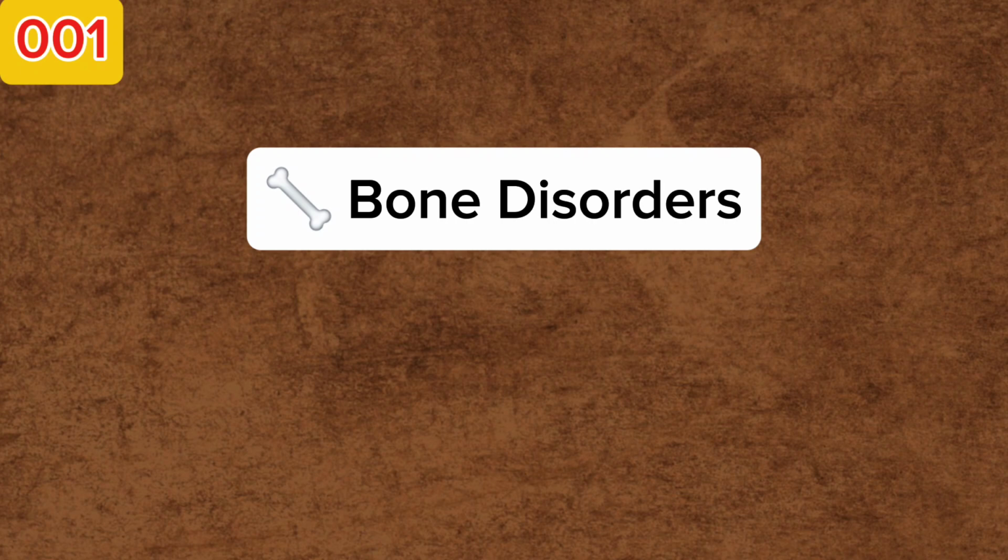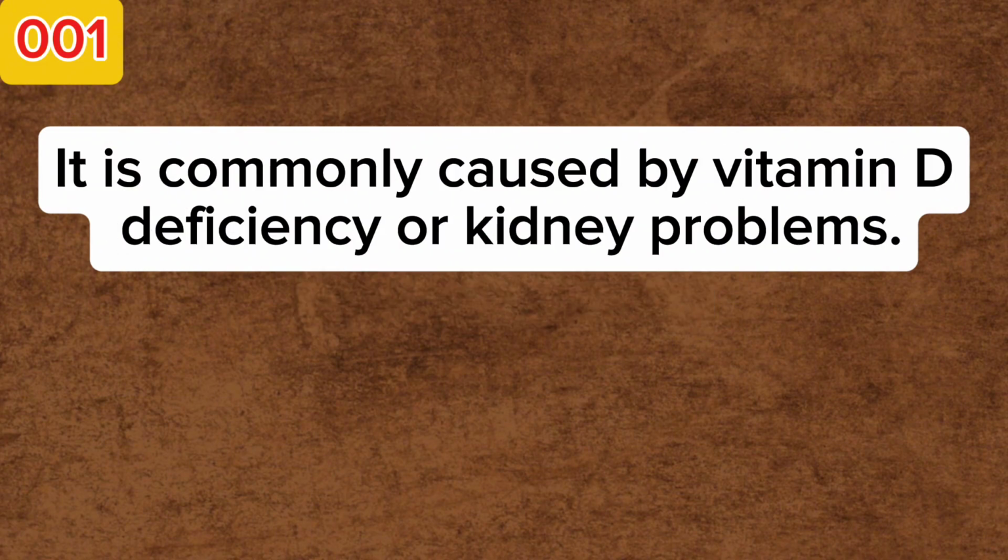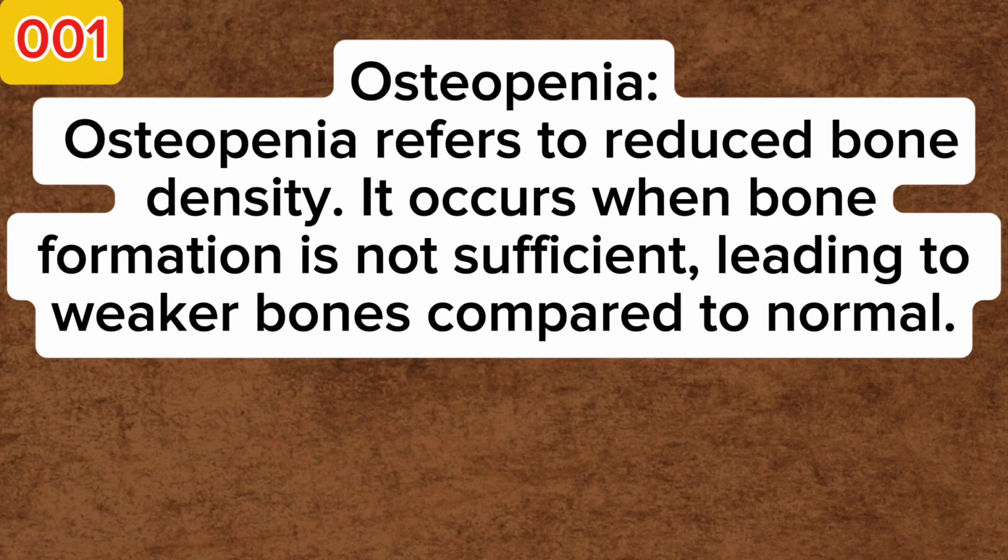Bone disorders. Osteomalacia. Osteomalacia is a condition where bones become soft due to poor mineralization. It is commonly caused by vitamin D deficiency or kidney problems. Osteopenia. Osteopenia refers to reduced bone density. It occurs when bone formation is not sufficient, leading to weaker bones compared to normal.